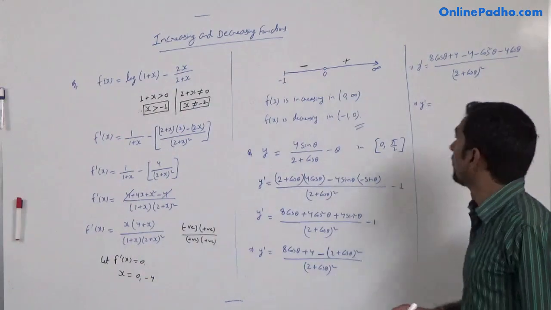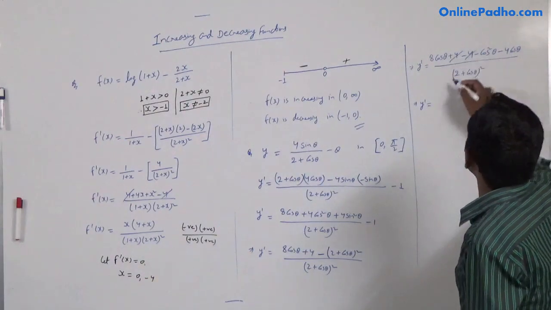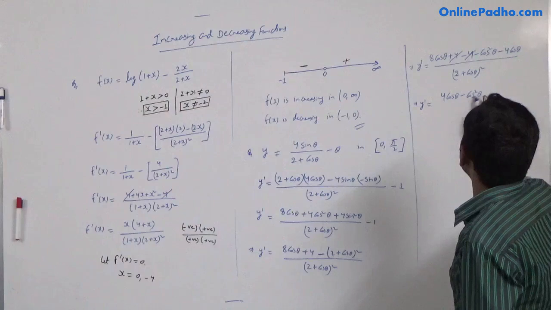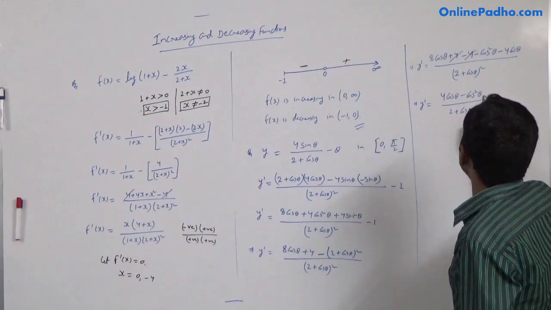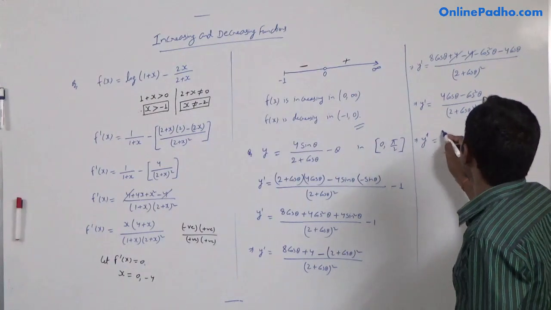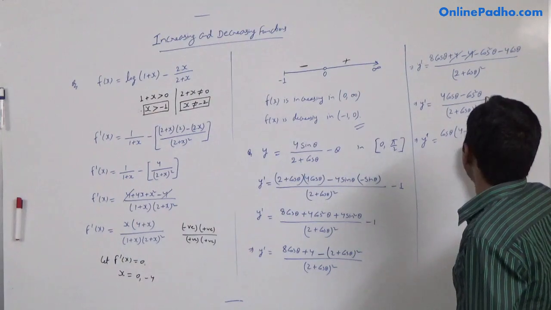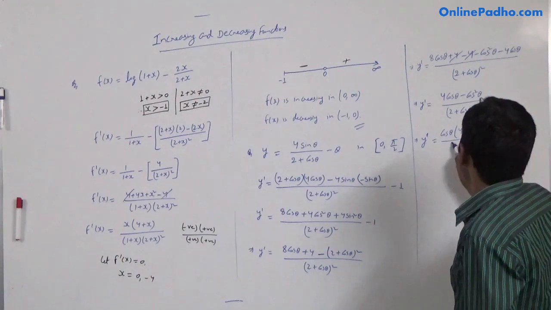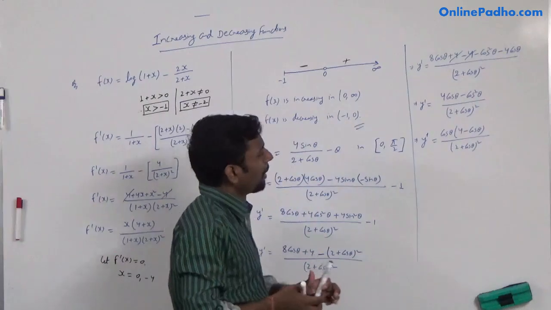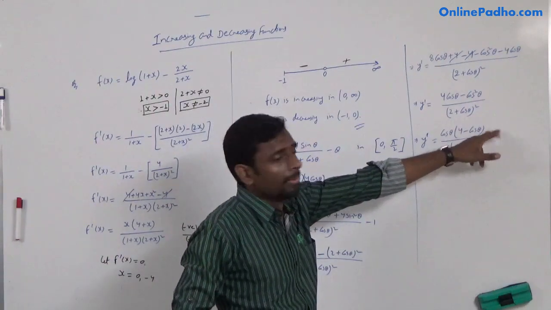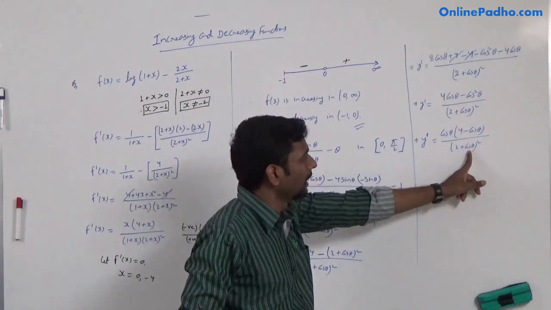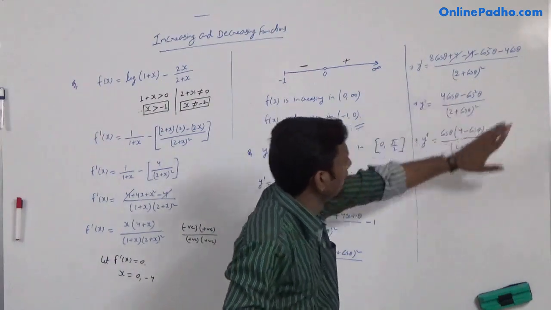So y dash can also be written as, we can cancel 4 with 4, we get 4 cos theta minus cos square theta divided by (2 plus cos theta) whole square. Denominator is always positive because this is a square function. So y dash can also be written as, you can take cos theta common, remaining part 4 minus cos theta, divided by (2 plus cos theta) whole square. Now we observe that 4 minus cos theta cannot be 0 because cos theta lies between -1 to 1, and 2 plus cos theta cannot be 0 because cos theta lies between -1 to 1. So only cos theta is equal to 0 in this.